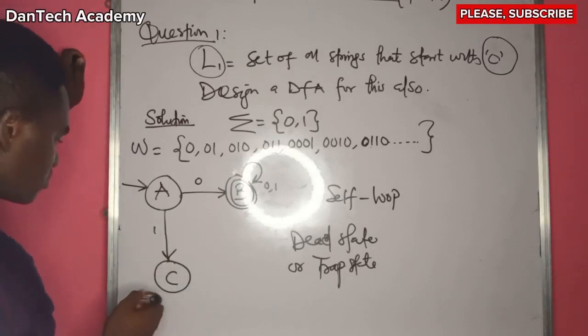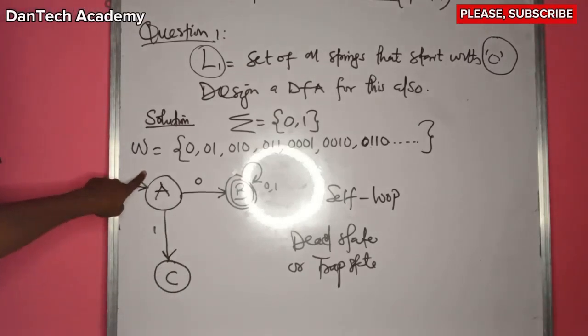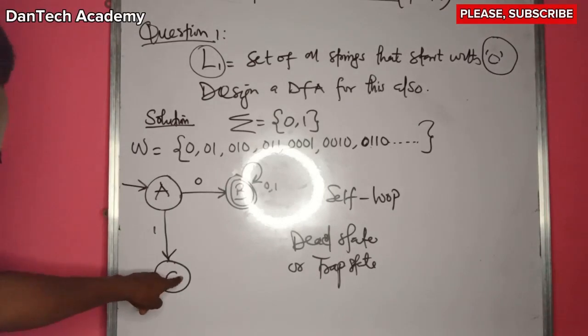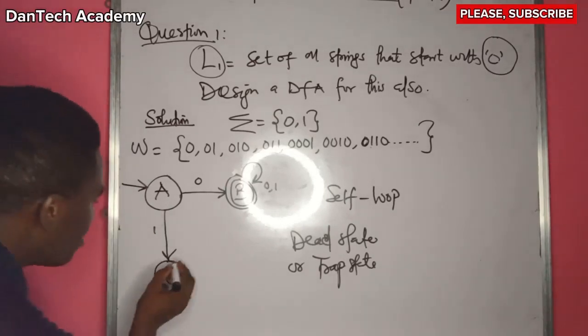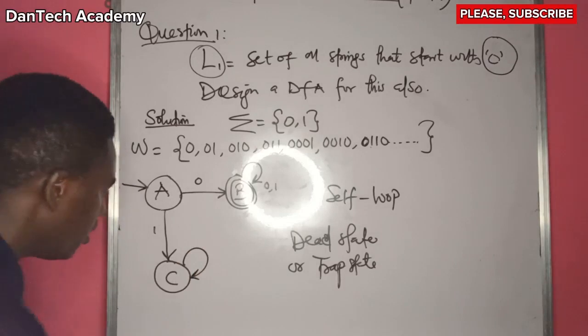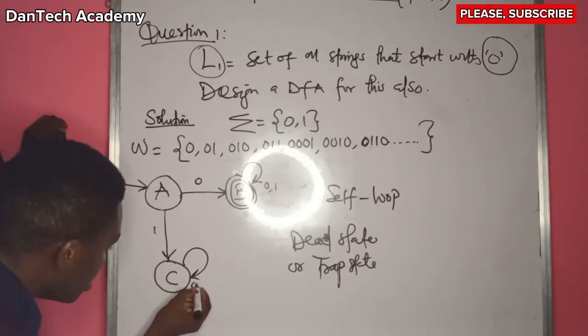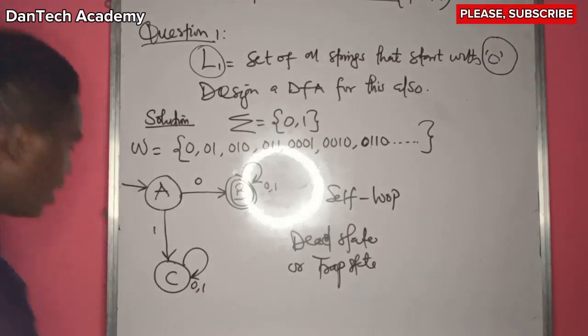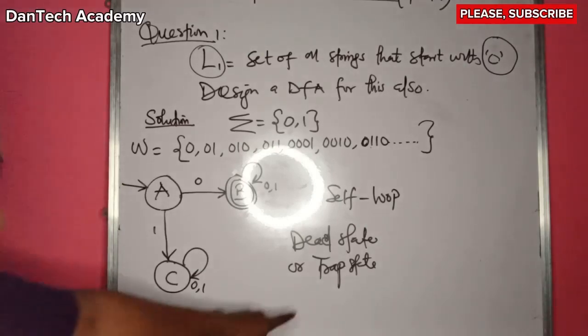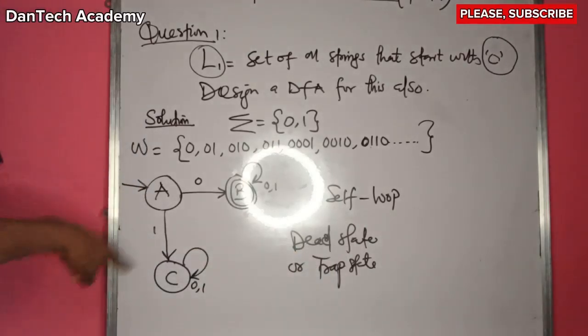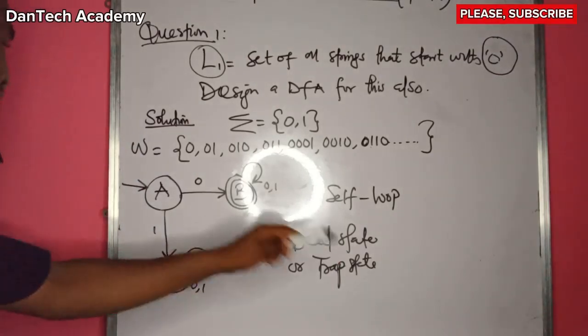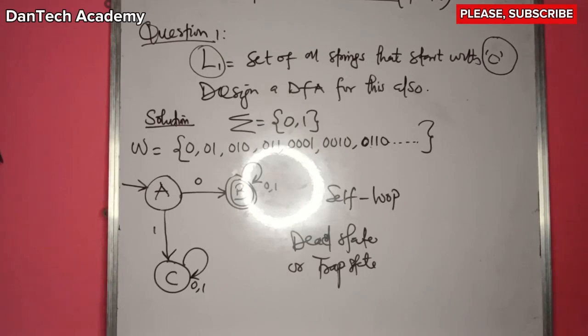What about if from A here, input of 1, we move to C. From this C now, we have another self loop, from this C we have input of 0 or input of 1, and it is going to remain there. Like I said, it's a dead state. Any other input that enters that C state will be trapped there. It can't move from this state to another state because, in the first place, what generated this next state is what is not accepted.